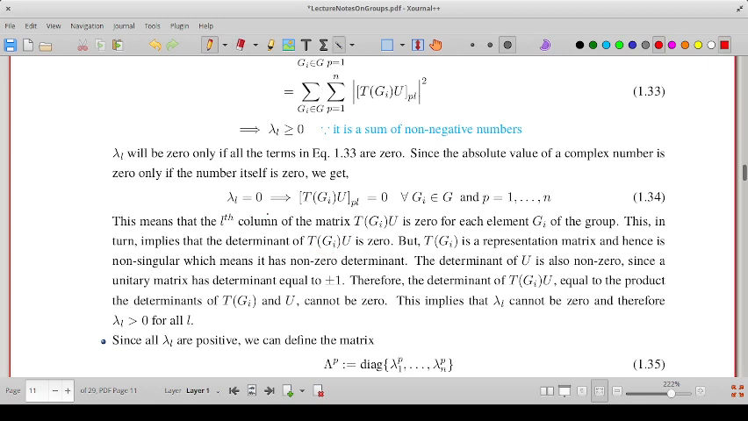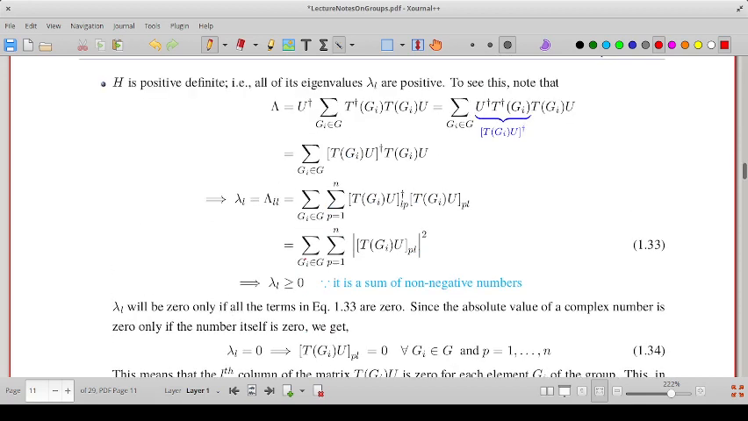Now, if lambda l is 0, then this is 0 for all p and g i. That means for all g i, this product should have 0 determinant. But it cannot have 0 determinant because t and u are non-singular. So that means lambda l cannot be 0. So the only remaining possibility here is that lambda l is strictly positive, not 0, and not negative.